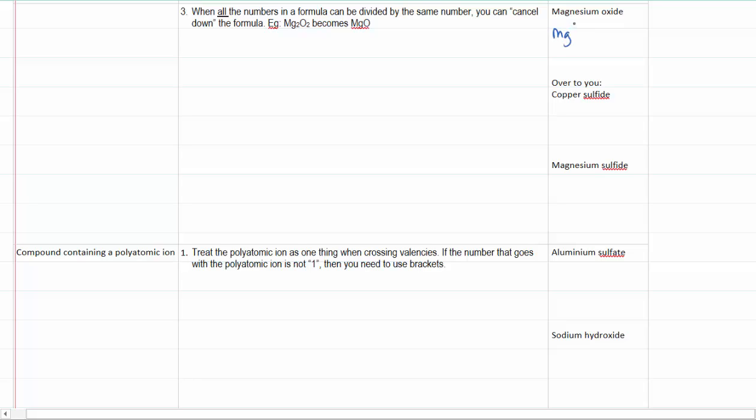So magnesium, valency 2. Oxygen, valency 2. So when we write down the formula, the 2 from oxygen comes over here and the 2 from magnesium comes over here. So the formula should be Mg2O2. But because both of these numbers are 2 and they can both be divided by 2, we can simplify down. So that formula actually becomes MgO. Okay, try the next few examples on your own. Pause the video whilst you do that.